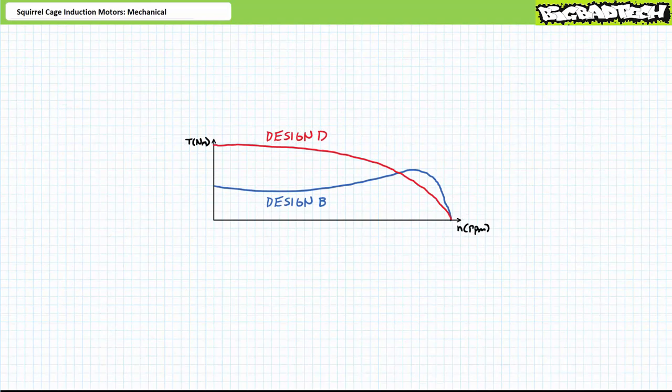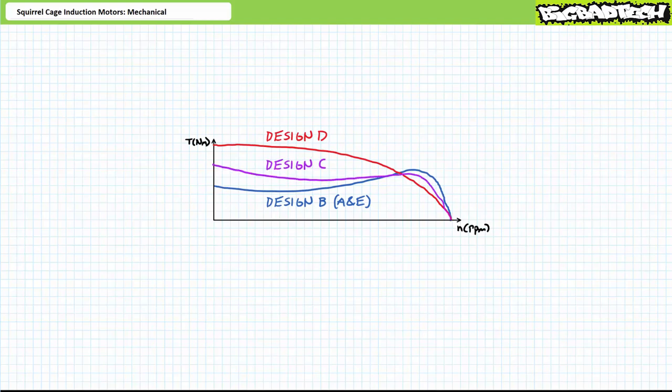The curious among you may ask, what do designs A, C, and E speed torque curves look like? The speed torque curves for A's and E's, for all intents and purposes, kind of look like B's. This is an obvious overgeneralization. There are subtle mechanical and electrical differences between these types of motors. However, at this early stage in the game, these subtleties may escape your notice.